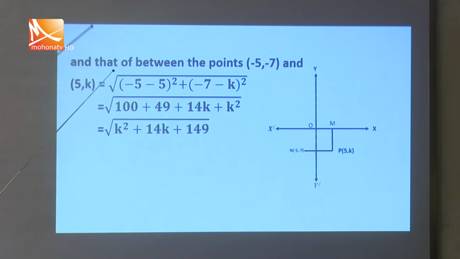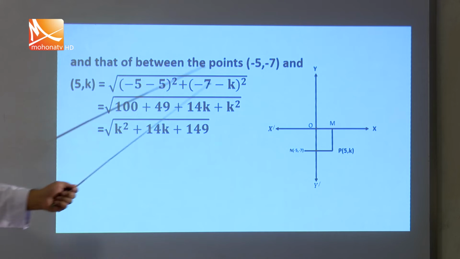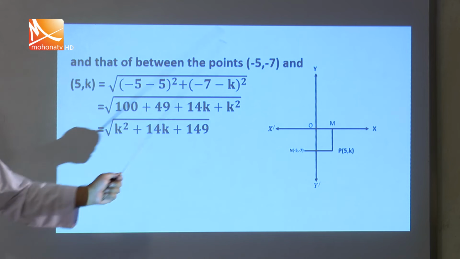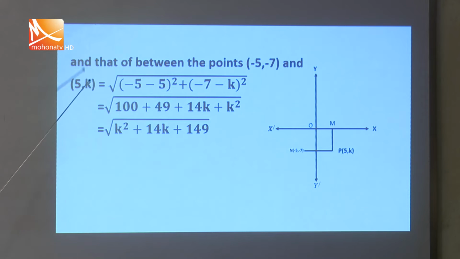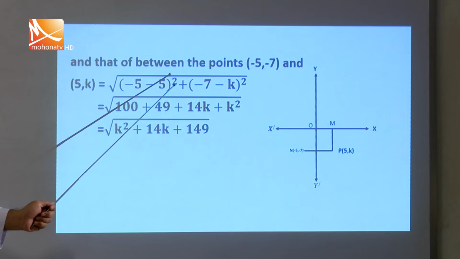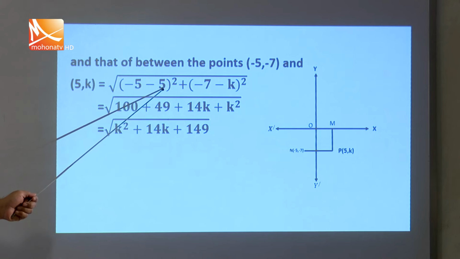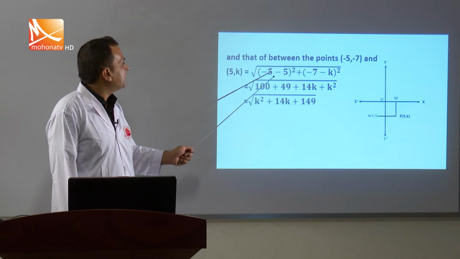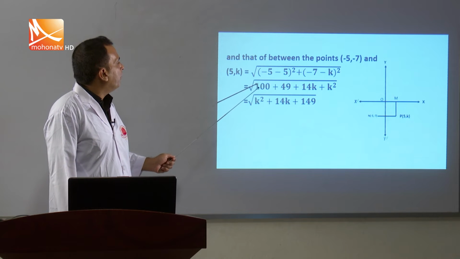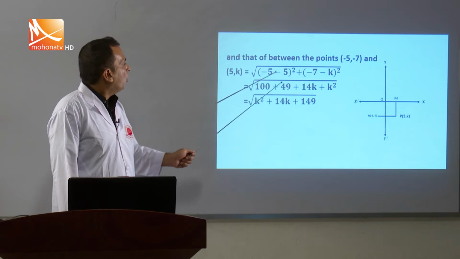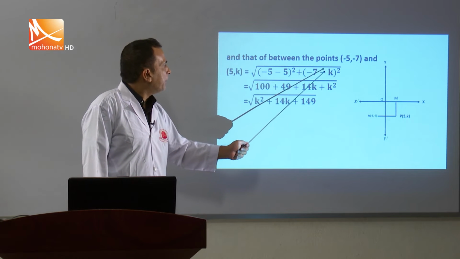The distance formula was square root of (x1 minus x2) whole square plus (y1 minus y2) whole square. Here this is x1, this is y1, this is x2 and this is y2. So it will be square root of (minus 5) whole square plus (minus 7 minus k) whole square, minus 5 whole square. It means that minus 10 whole square, which is 100. Okay, then minus 7 minus k.